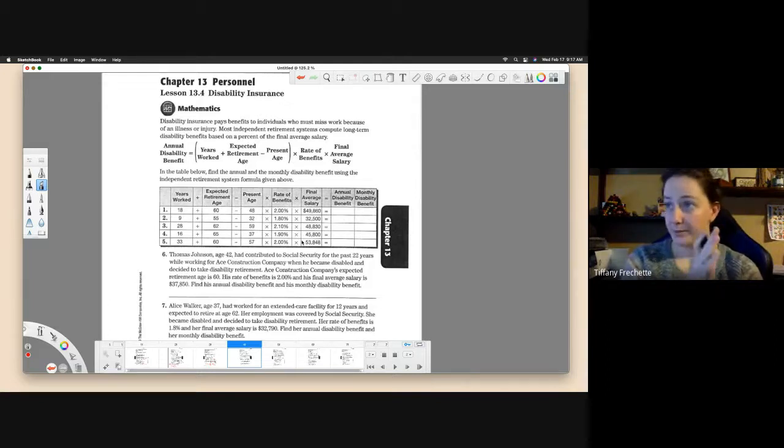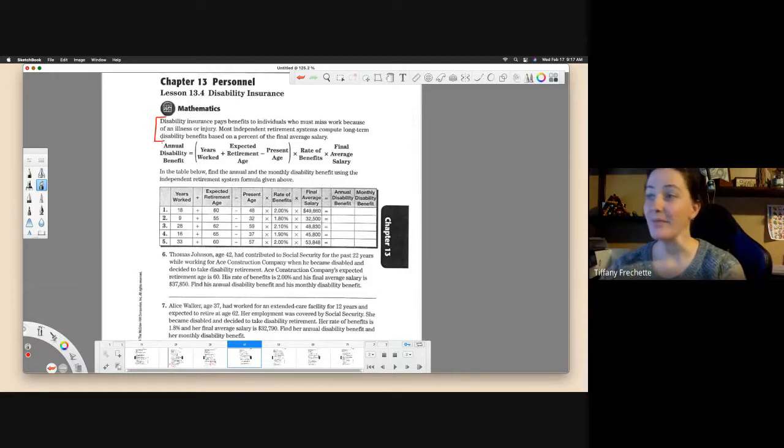All right, so each one of these worksheets starts with a summary up at the top here. It just gives us a very quick couple-sentence layout of what the section was about. So disability insurance pays benefits to individuals who must miss work because of an illness or injury. Most independent retirement systems compute long-term disability based on percentage of final average salary.